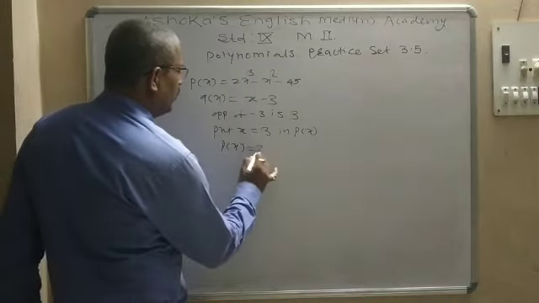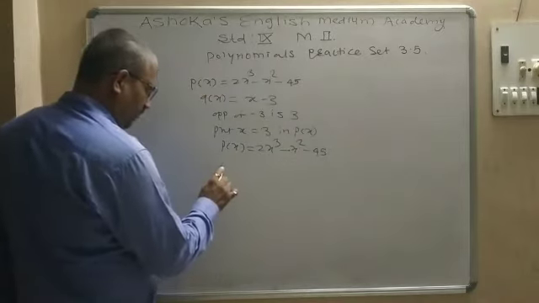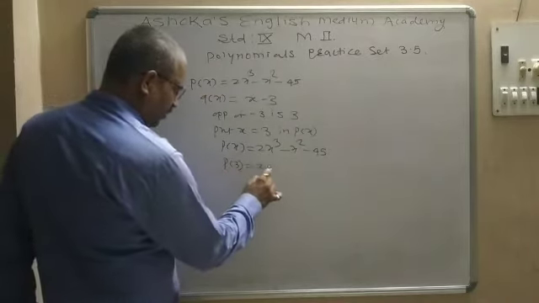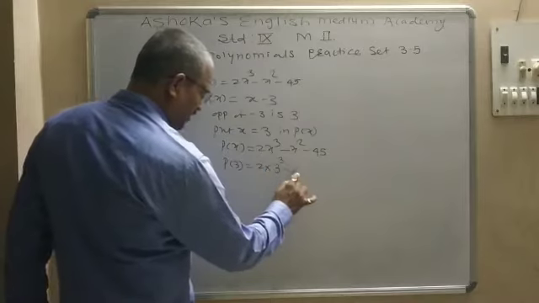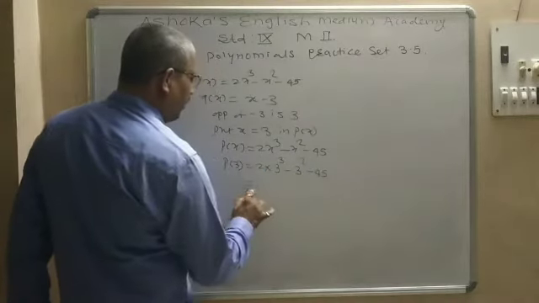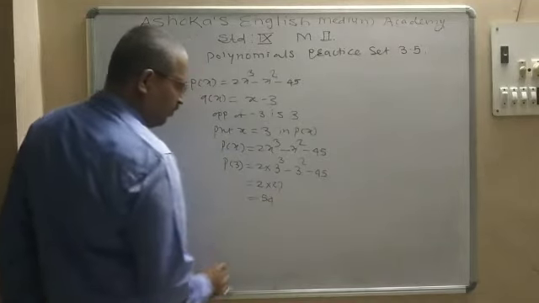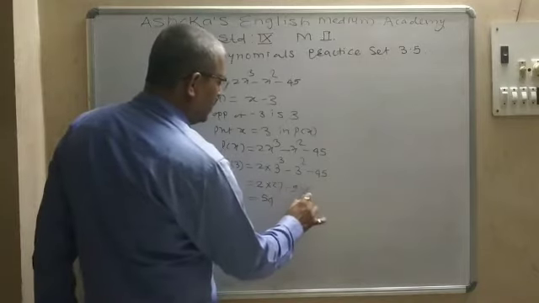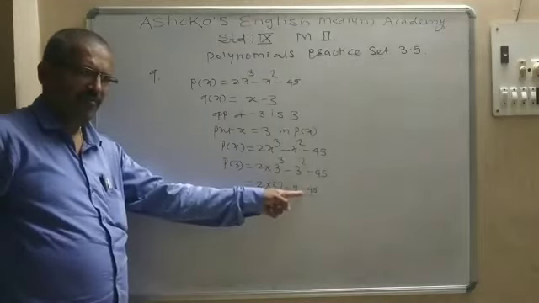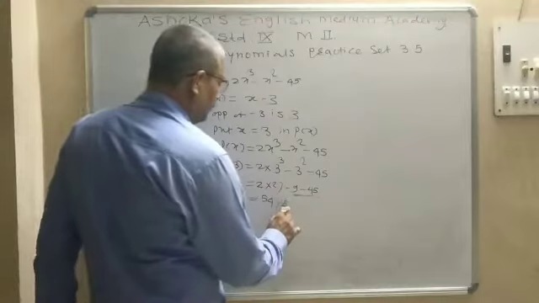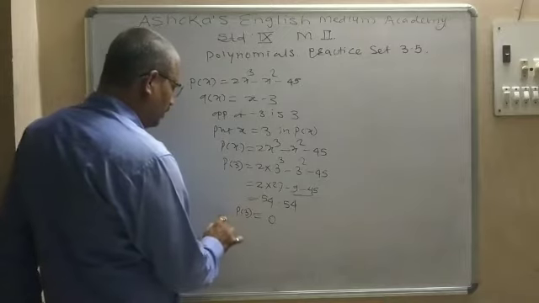Now p(x) is equal to 2x raised to 3 minus x square minus 45. Therefore p(3) is 2 into 3 cube minus 3 square minus 45. 2 into 3 cube is 27, 27 twos are 54, 3 square means minus 9, minus 45. Now these both are negative, minus 9 and minus 45. Do the addition but write the negative sign. You will get 54 minus 54, it is 0. p(3) is equal to 0.